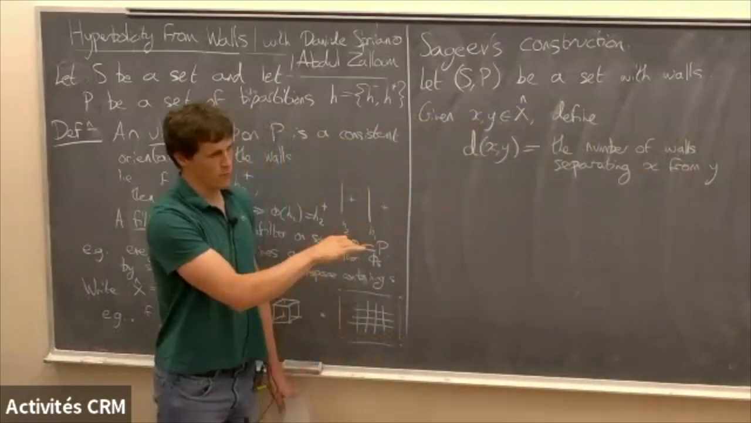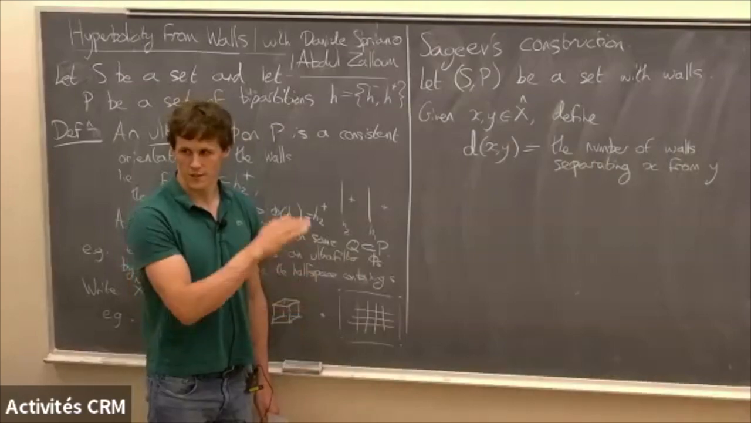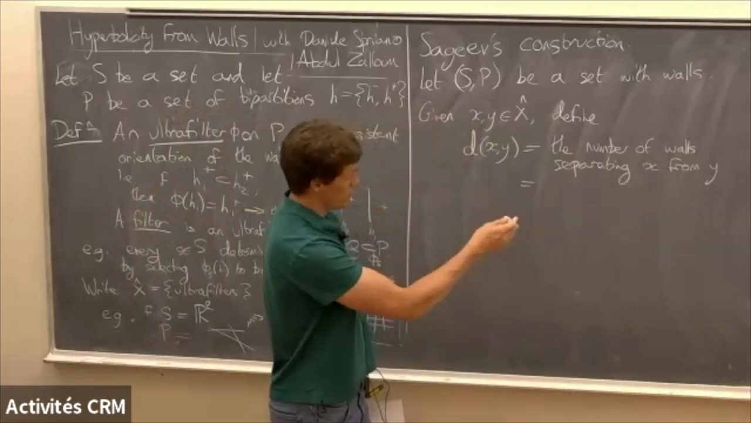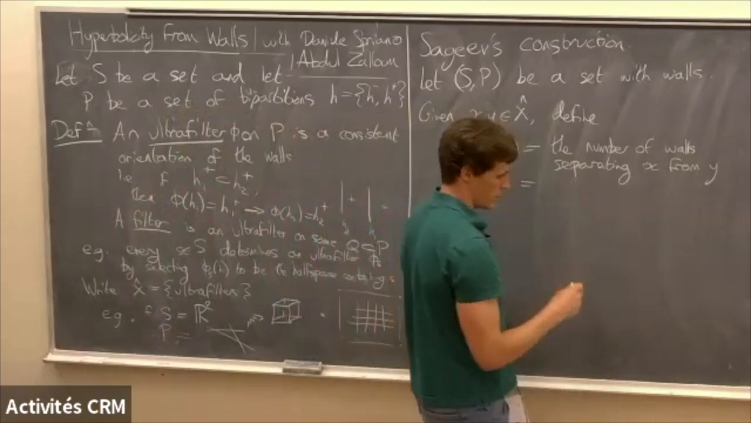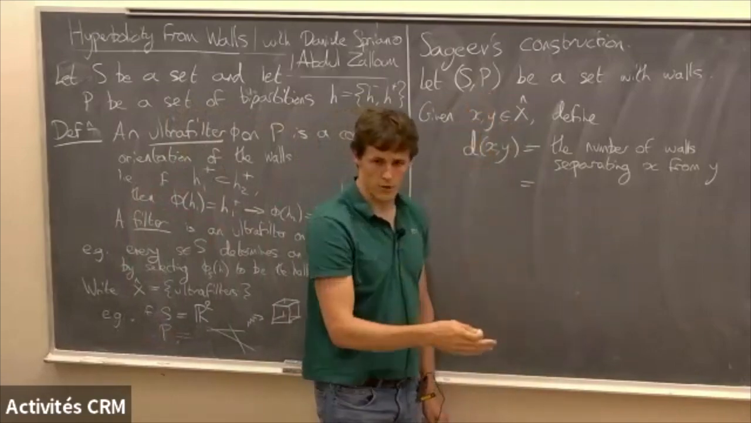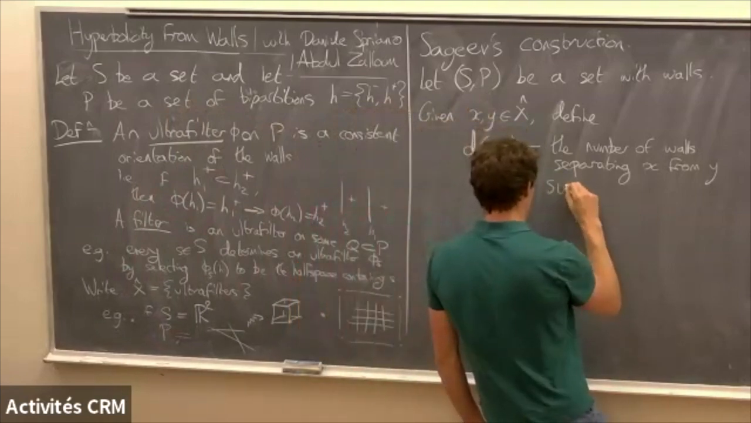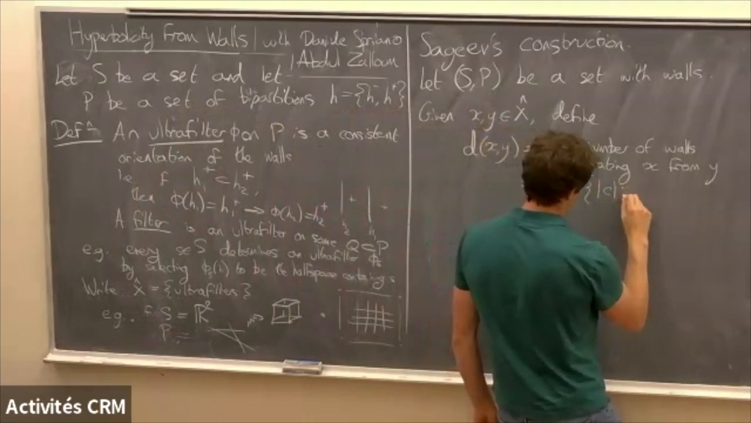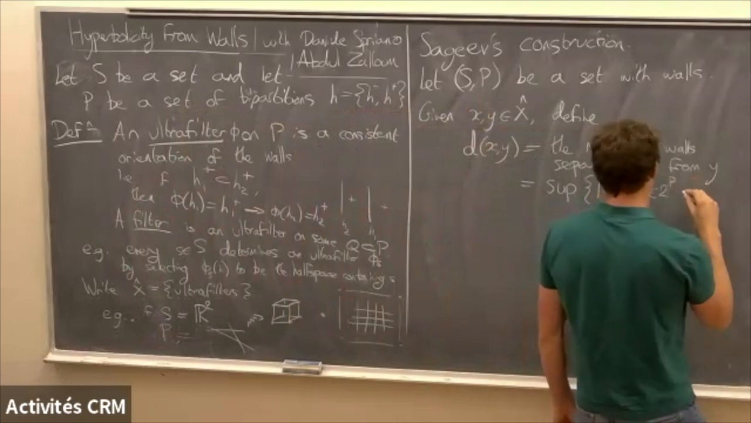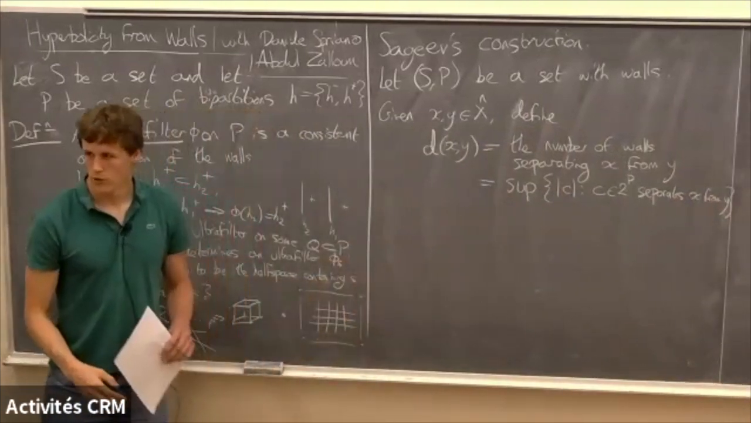Okay, I want to write this in a slightly different way now, which at the moment will look pointlessly overcomplicated, but will make sense afterwards. Another way of saying this, counting the number of walls that separate them, is the same as looking at all of the subsets of P that separate and seeing which is the biggest. So it's the same as the supremum of the set of cardinalities of C, such that C is a subset that separates. Okay, so nothing happened there, I just rewrote it.